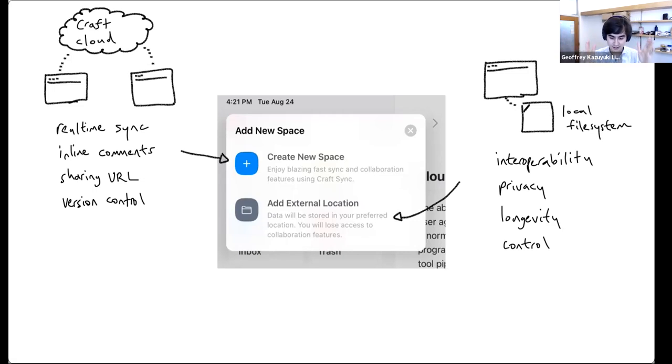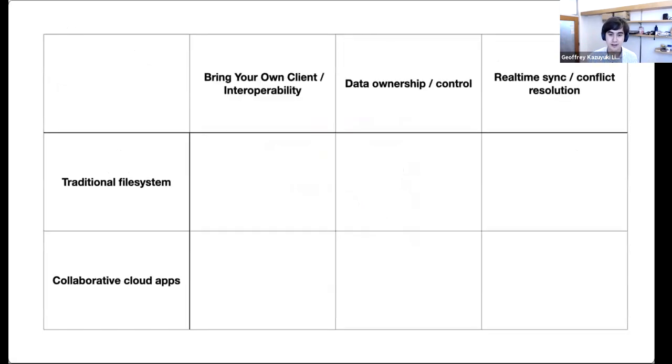So let's zoom out a bit and think about what exactly are these benefits we're getting from each of these methods of storing data. So I made a little table. This table is partially inspired by a wonderful essay by the Ink and Switch Research Lab, including Adam Wiggins, who I see is here on the call. You should go read it if you want a deeper dive into some of this, but this is my own spin on it.